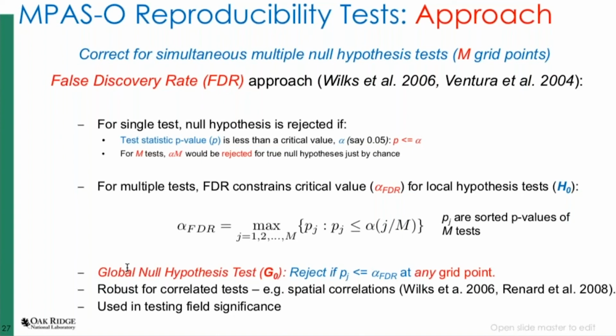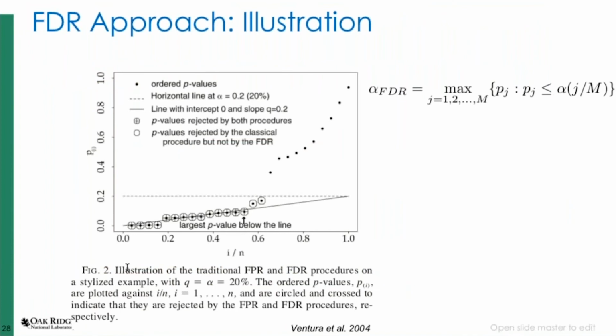It has been shown to be robust for correlated tests when you have spatial correlations involved, and it's used in testing field significance. This is just to show what the FDR approach does. If you see the dashed line here, that's the 0.2 p-value that in this case the test would reject. But if you use the FDR approach, it will only reject points that are below this cross point that's shown here. So that's what the test is doing. It's reducing the alpha for testing.